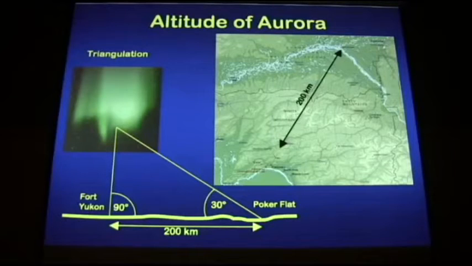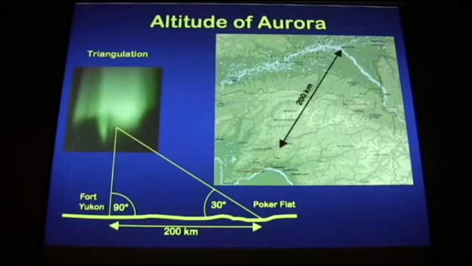So, going on to modern days, Roger mentioned that the Institute was founded about 60 years ago or so. And before it was the Institute, it was an aurora observing station. One of the very first things done here at that aurora observing station was to measure the altitude of the aurora. And the way you can go about doing that is making observations from two different points.